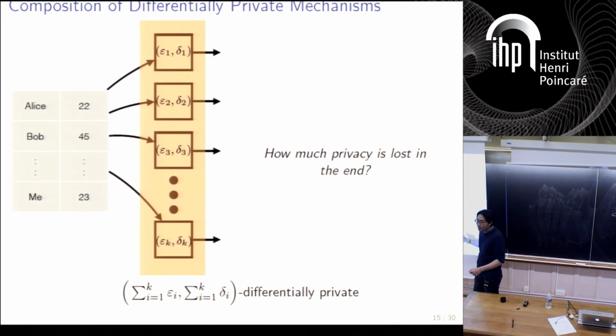One very simple guarantee anyone can give is that you can sum these epsilon i's and delta i's, and the whole thing together, an adversary seeing all the outputs, is guaranteed this particular differential privacy. And that's not difficult to show. And we want to do better.